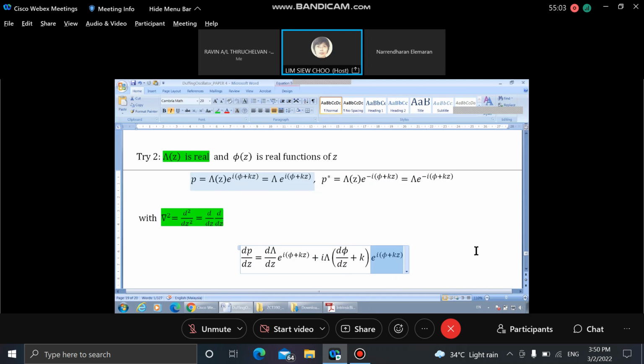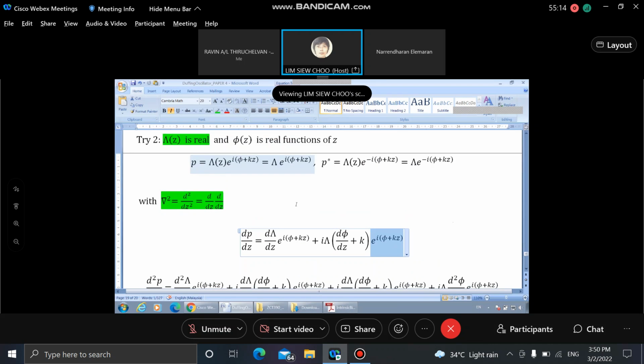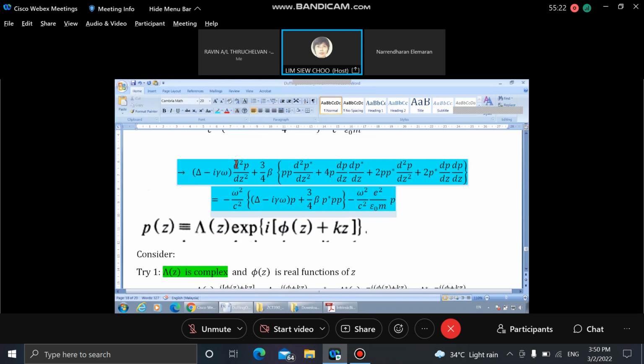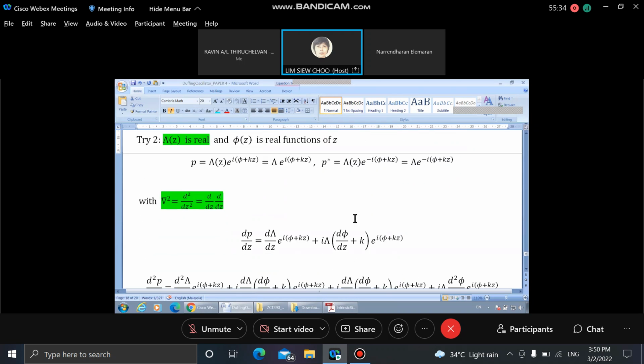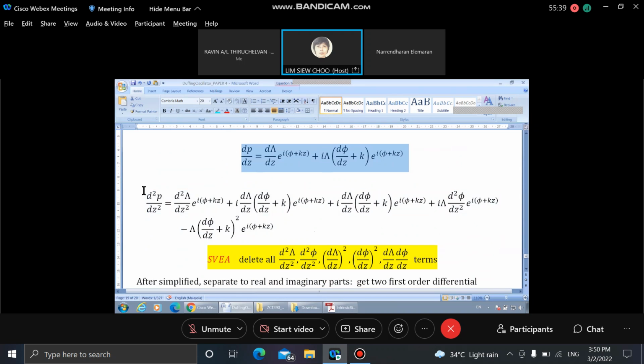So is it okay? Yes, doctor. All right. So after this, you need to do the second derivative because this equation, remember this equation, we want to solve this. So whatever terms appear, you must find it. So just now we find the dp over dz. So after this, you need to find the d2p over dz squared. So we have this, and you have to differentiate this once more. So I show you partially.